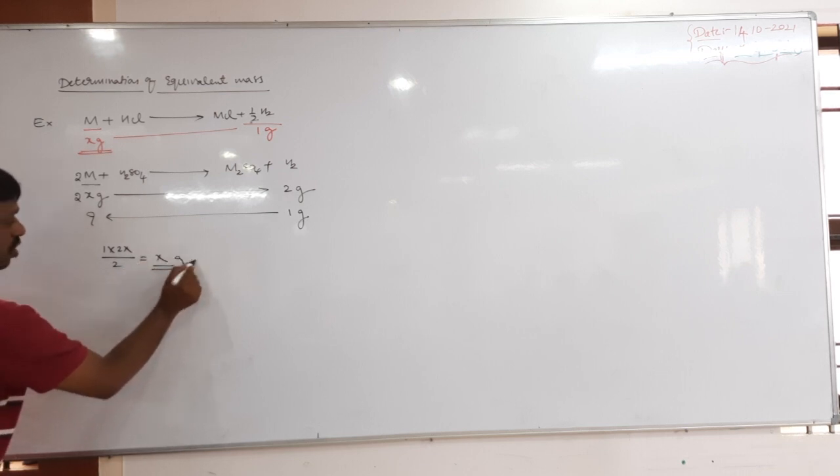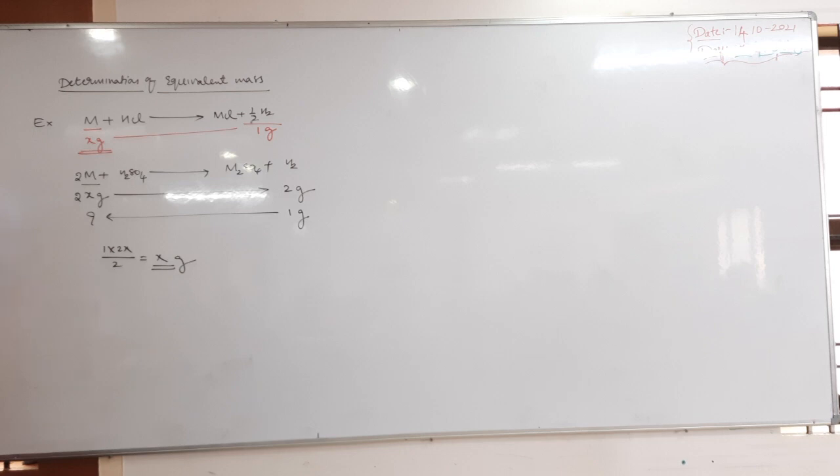So x gram is what? Equivalent mass. Okay, so like this you can calculate. Now in this way, we have separate formulas. We'll do the formulas. Write down first: determination of equivalent mass, 1, by hydrogen displacement method.